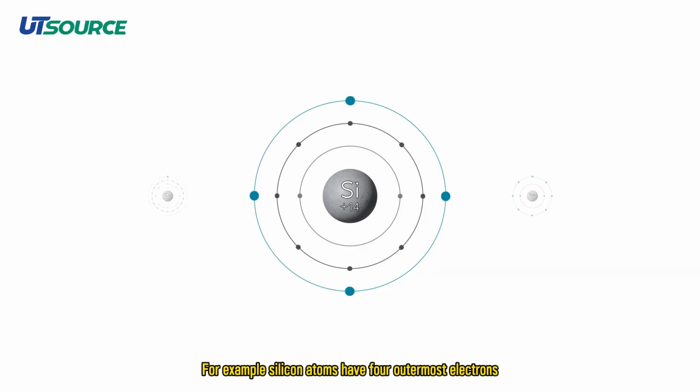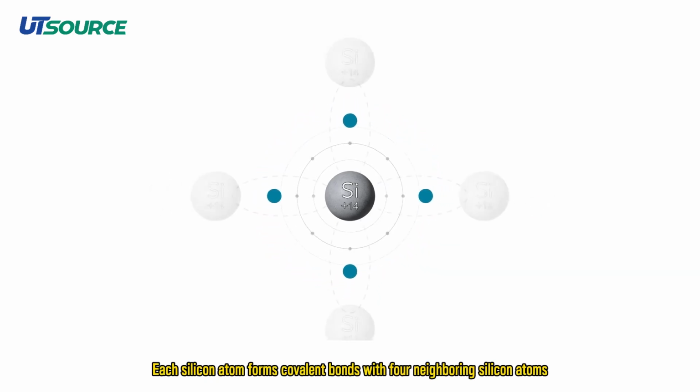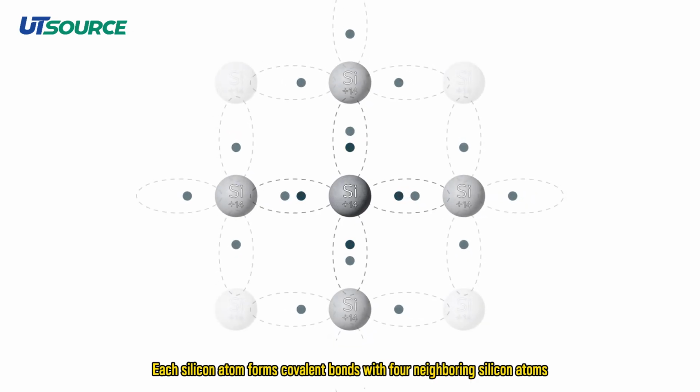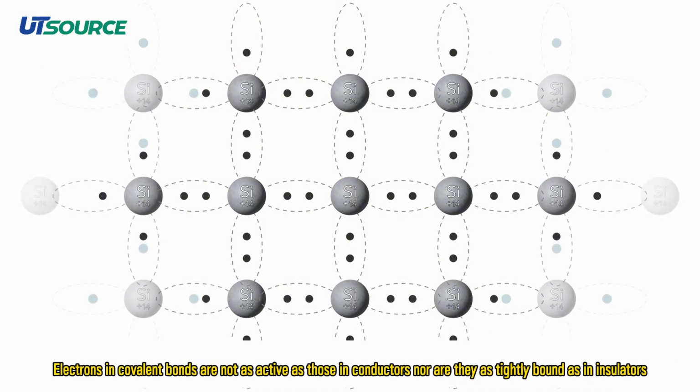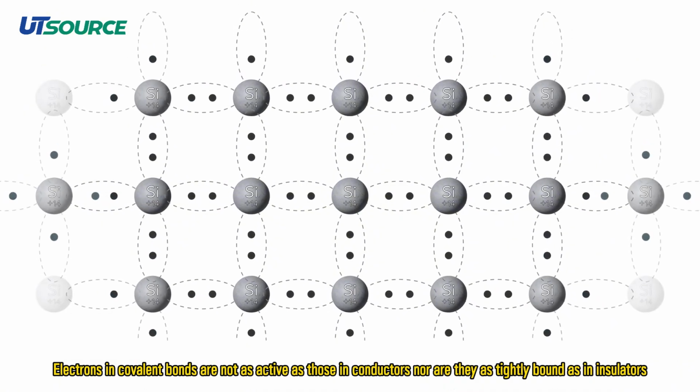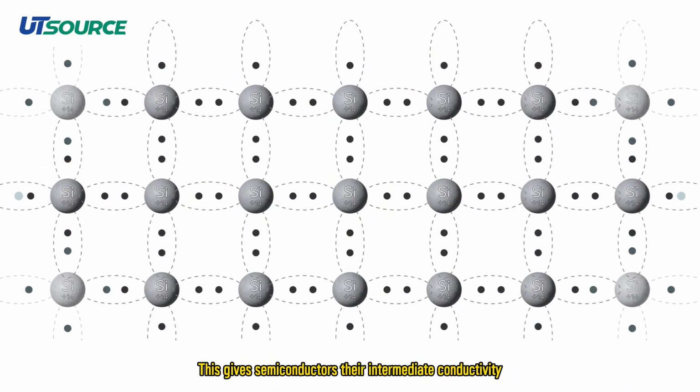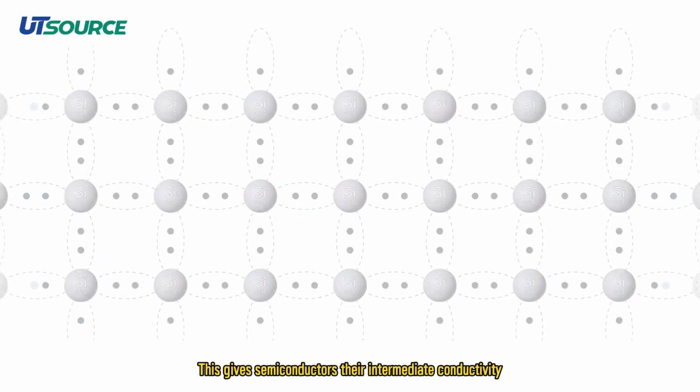For example, silicon atoms have 4 outermost electrons. Each silicon atom forms covalent bonds with 4 neighboring silicon atoms. Electrons in covalent bonds are not as active as those in conductors, nor are they as tightly bound as in insulators. This gives semiconductors their intermediate conductivity.